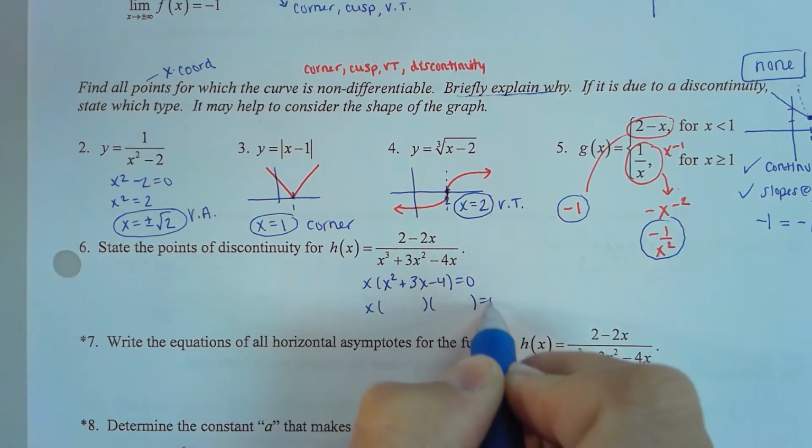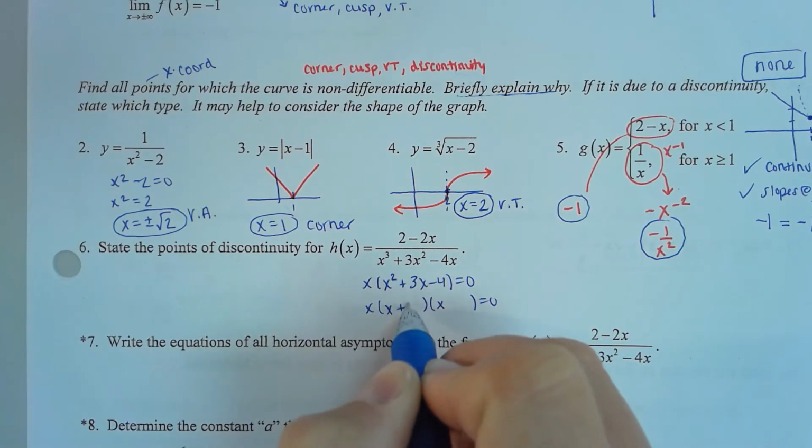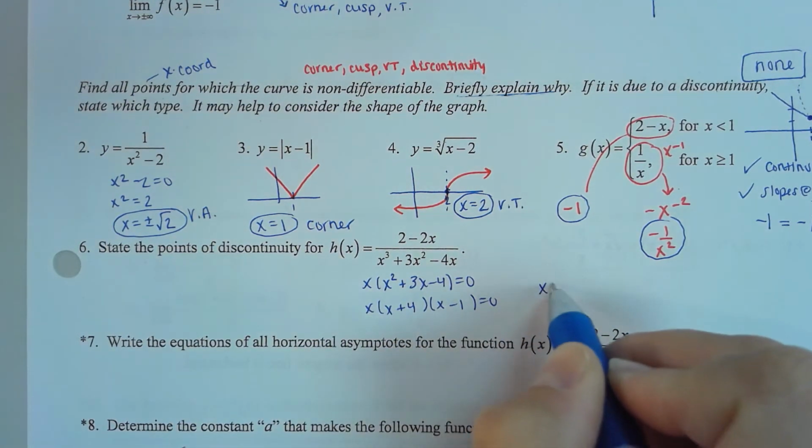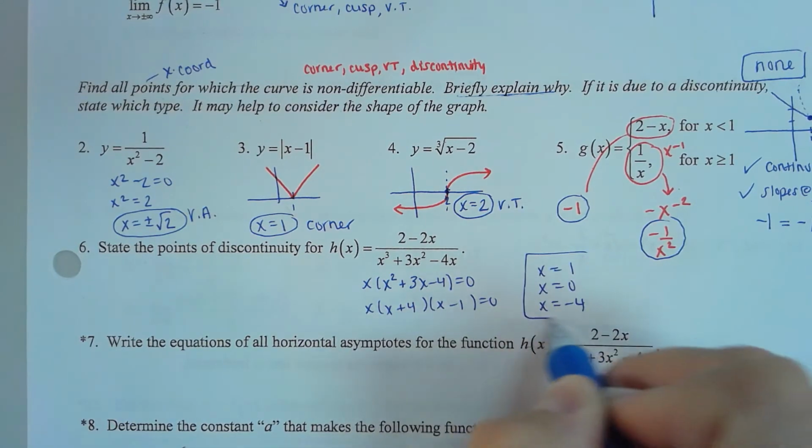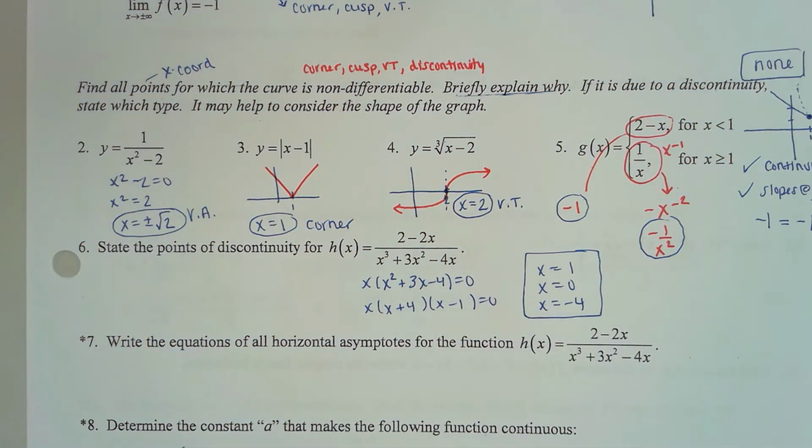So if I solve by factoring, I get x equals 0, x equals -4, and x equals +1. Those are all 3 zeros of the denominator, which will create discontinuities in the original. They did not ask which ones are holes or asymptotes. They just said, find the discontinuities. So we're done.